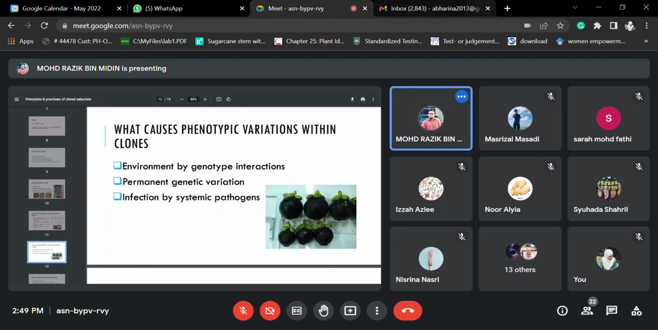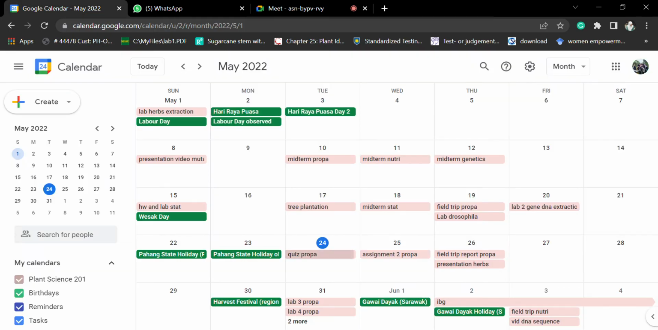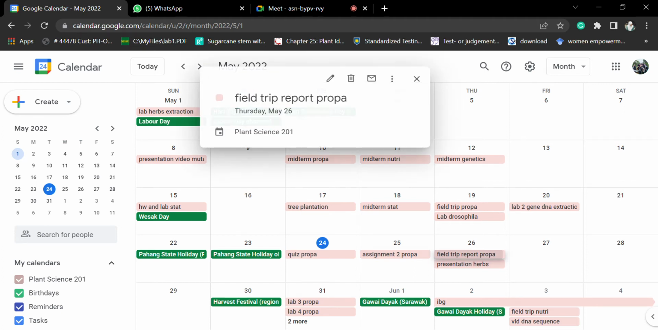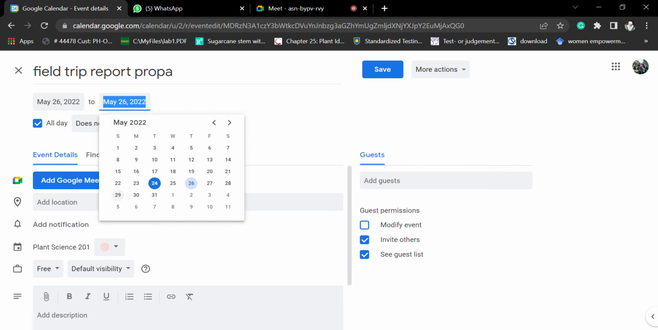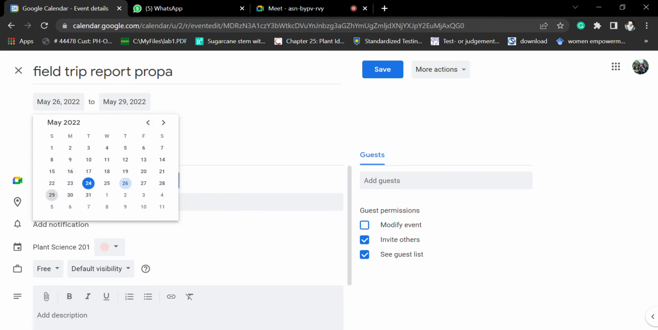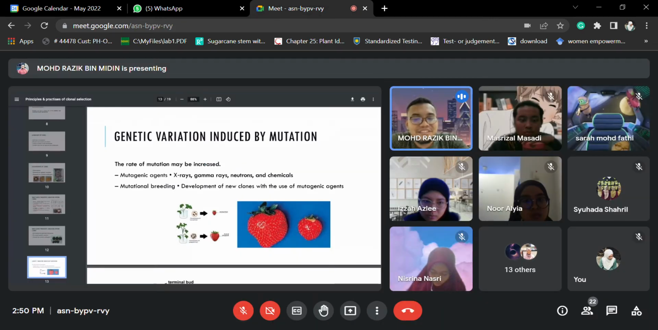Because there will be a reaction when the environment puts stress on the plant. That will trigger the genetic makeup or genome to be altered. And then afterwards, permanent genetic variation, like what I said earlier: mutation, translocation of the DNA sequence and so on, and infection by systemic pathogens. These will also cause phenotypic variation. So, genetic variation induced by mutation. Actually, there are several mutagenic agents.